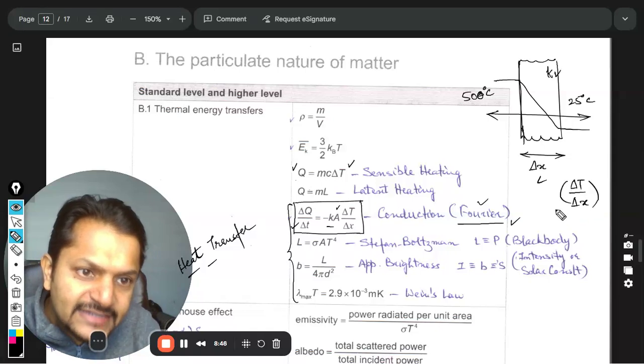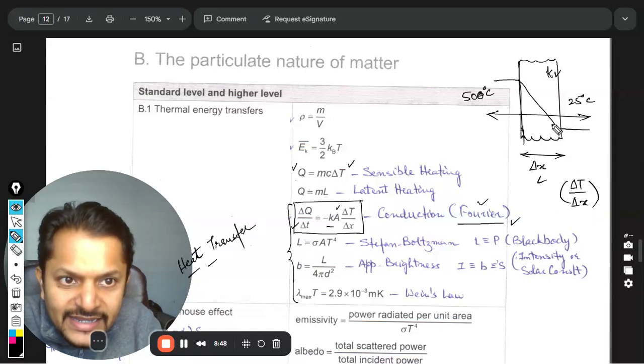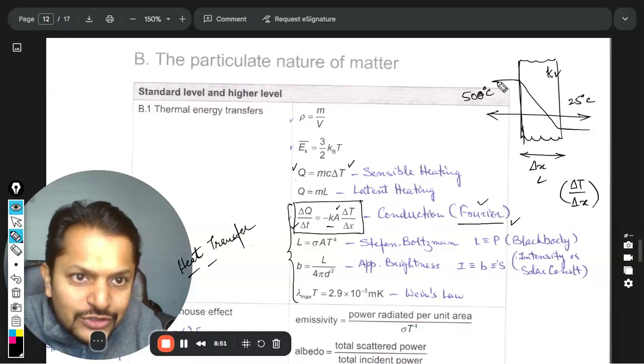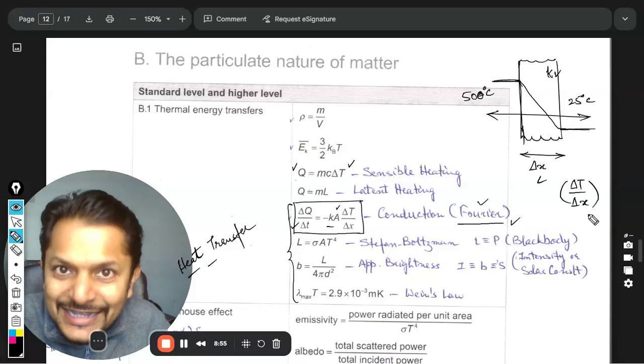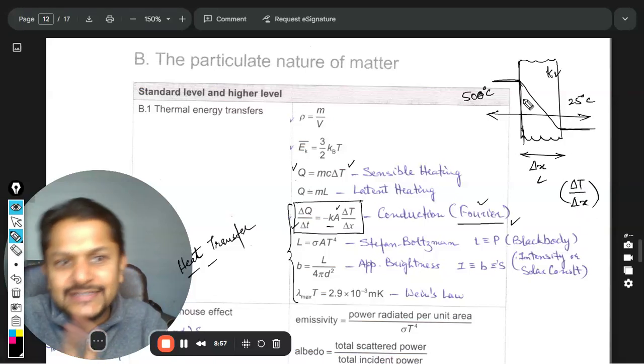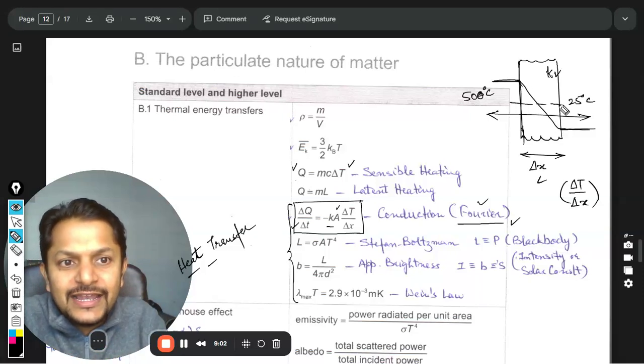Delta T by delta X is actually the gradient of this slope, because on the y-axis you have the temperatures, and on the x-axis you have delta X. So delta T by delta X is actually the slope of this straight line.